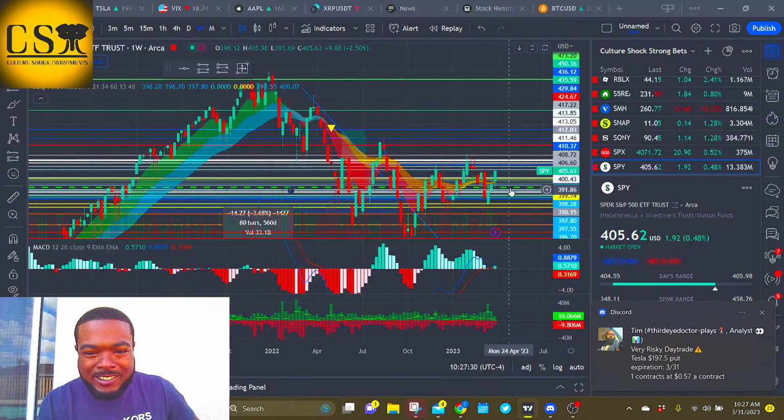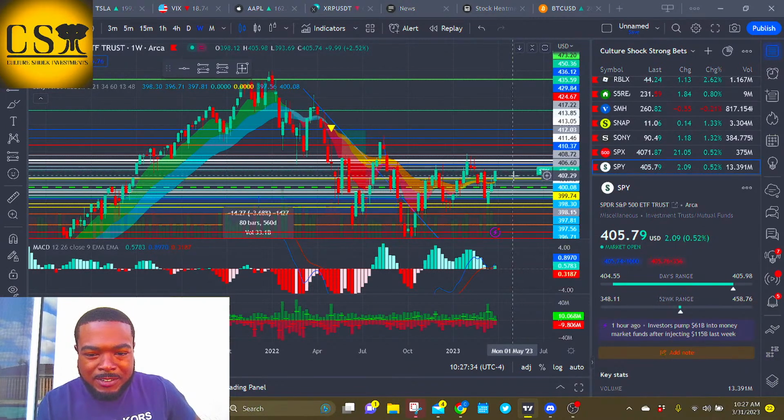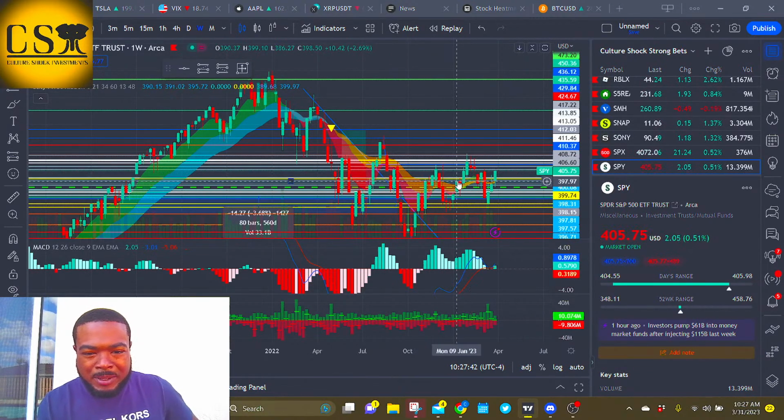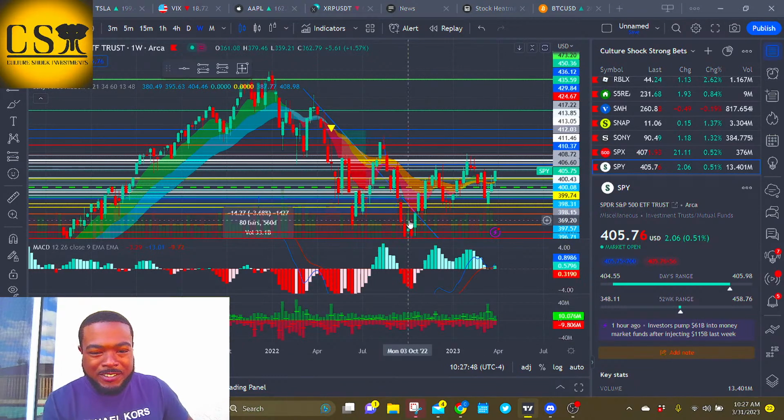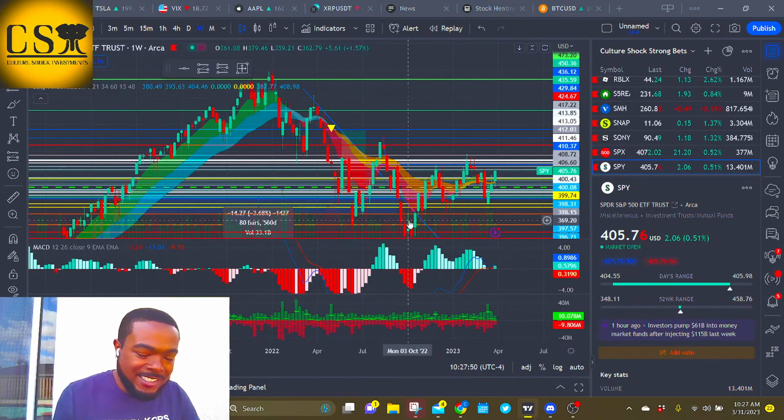Those are all pretty strong levels, but none stronger than that 413.05 level. That causes heavy rejection. But we are making higher lows on the weekly. So if you look at it from the low we made in October, since then we've been making higher lows.